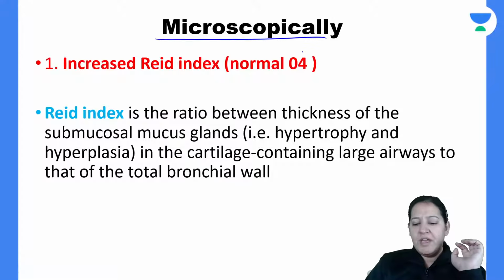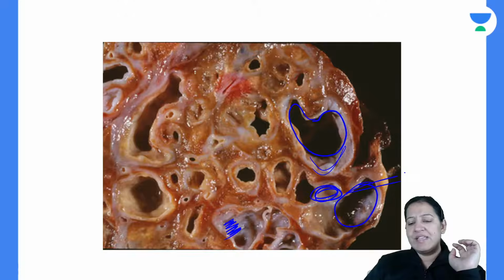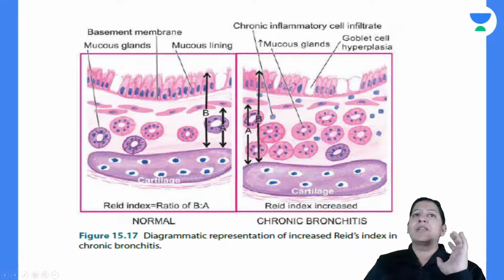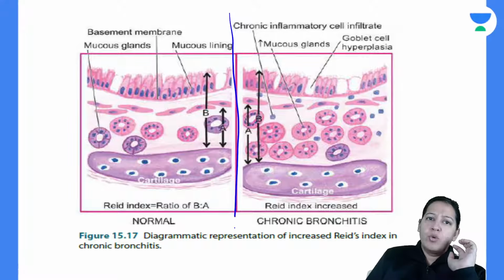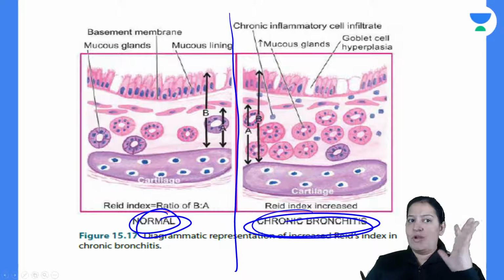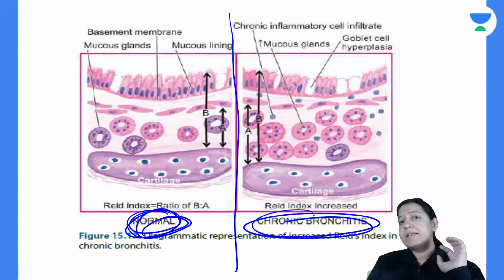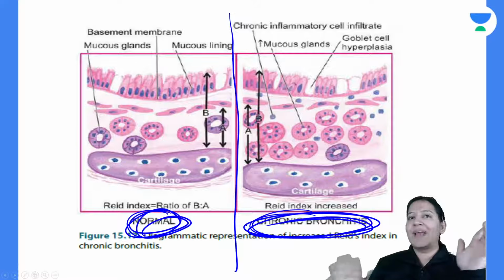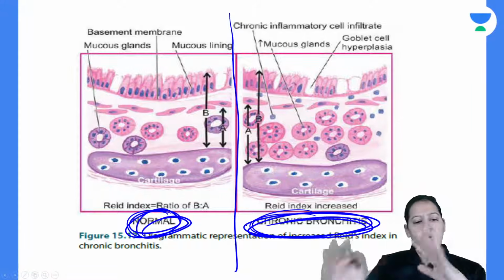What is microscopy? If you cut this lung and make a slide, what will you see? Please see this diagram. Very important. Many MCQs are asked from this diagram. You can compare two diagrams. This is normal. This is chronic bronchitis. Please have a comparison between the two. See the 4 layers there also, here also.